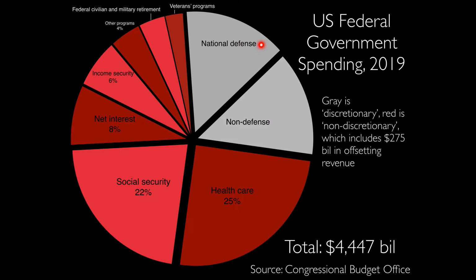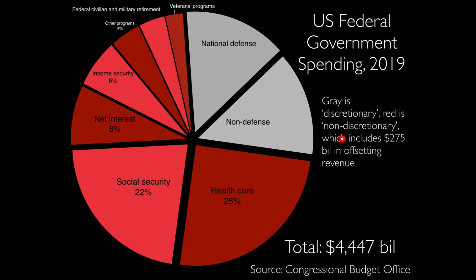Then we have a big share of the discretionary part, which goes to national defense. Now, believe it or not, this is actually not even all of the spending that goes towards what we might call warfare. But this is the portion which goes to the Department of Defense. And then we have another portion of spending here, which is considered non-defense discretionary spending.